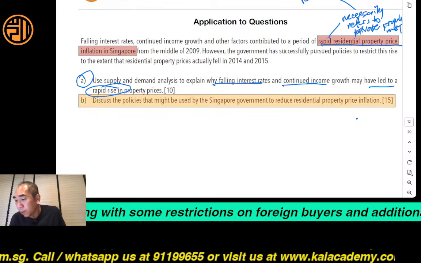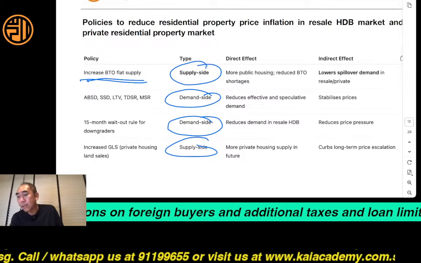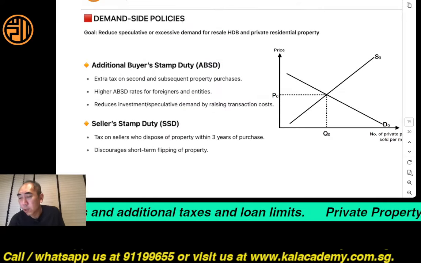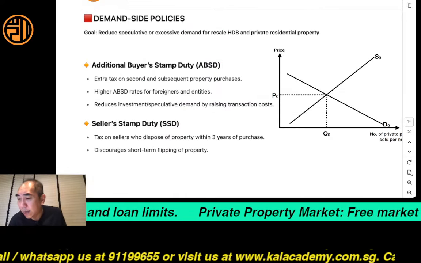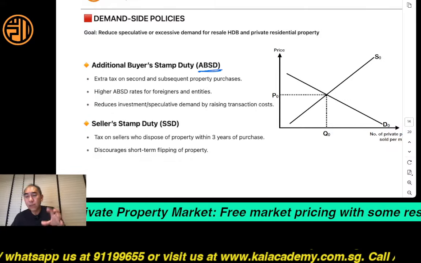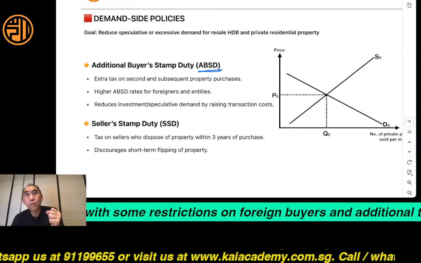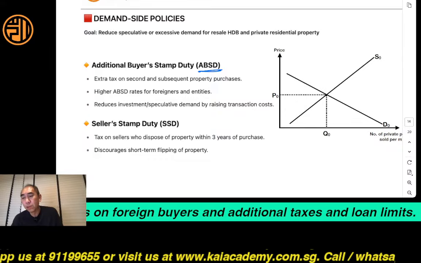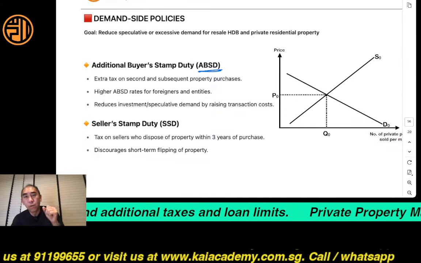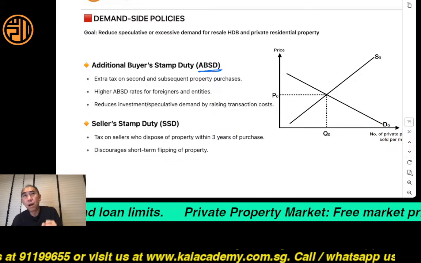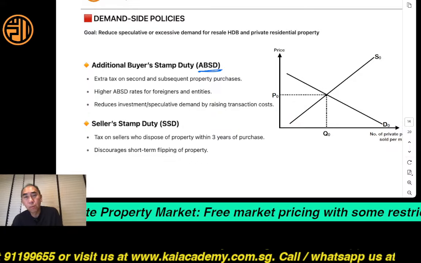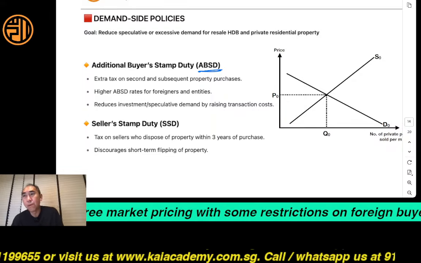Alright, so continuing. Now, what are some demand side policies? So there's this policy known as the ABSD, or Additional Buyer Stamp Duty. What the ABSD does is to try to restrict people from buying additional properties, especially if you are Singapore citizens or PRs. When you buy your first property, there is no additional buyer stamp duty.